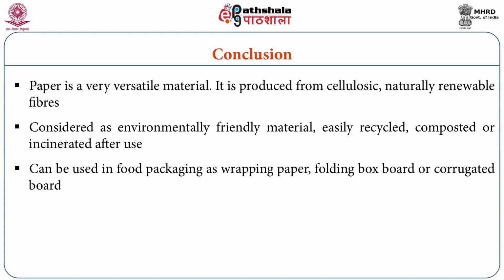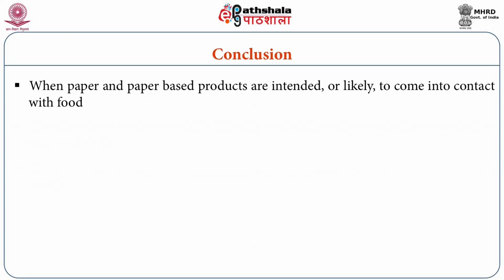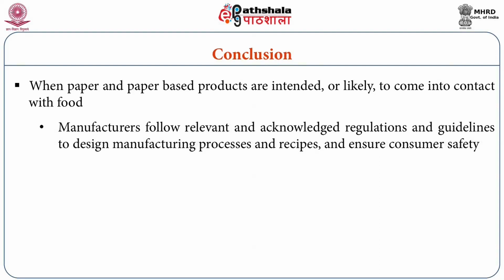It may be used in food packaging applications within a wide range of grammages, being designed as wrapping paper, folding box board or corrugated board for direct or indirect contact, like primary, secondary or tertiary packaging. Other paper grades such as tissue paper may be used for occasional contact with foodstuffs. When paper and paper based products are intended or likely to come into contact with food, manufacturers follow relevant and acknowledged regulations and guidelines to design manufacturing processes and recipes and ensure the maximum consumer safety.